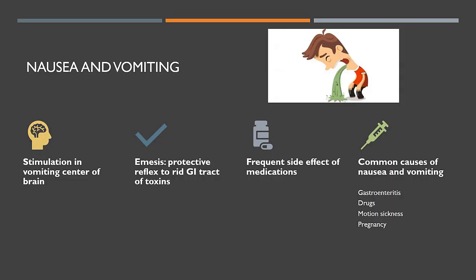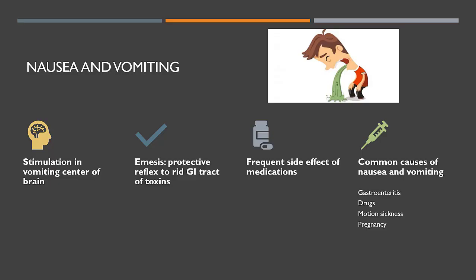Nausea and vomiting. Nausea, the unpleasant feeling of needing to vomit, represents awareness of the afferent stimuli to the vomiting center of the brain. Vomiting is the forceful explosion of gastric contents caused by the involuntary contraction of the abdominal musculature when the gastric fundus and lower esophageal sphincter are relaxed.